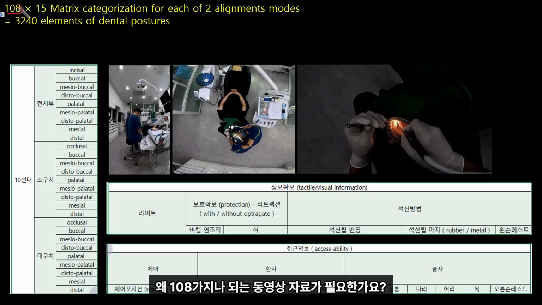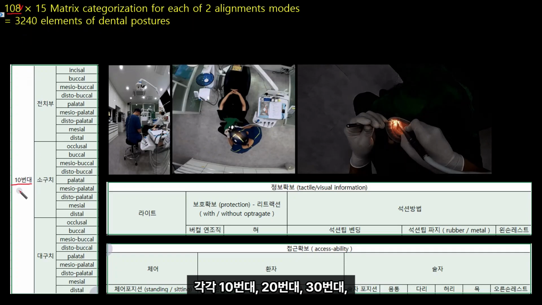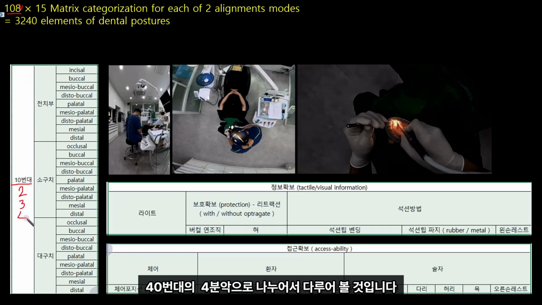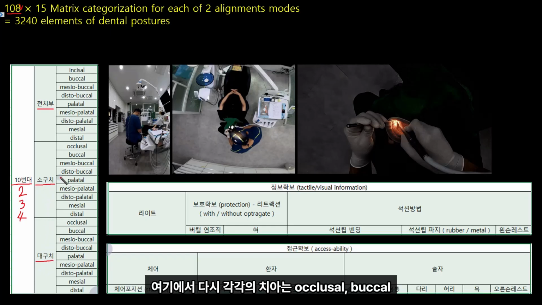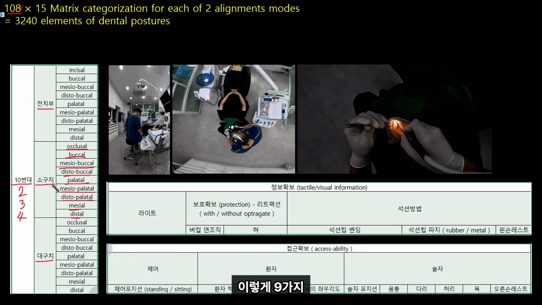Why is it necessary for us to have such a large quantity of video materials? Initially, I will proceed to segment the overall frame into 4 distinct sections, specifically categorizing them as the 10s, the 20s, the 30s, and the 40s. Each section can then be further divided into 3 areas: anterior, premolar, and molar regions. Here, each tooth can be subdivided into 9 detailed areas: occlusal, buccal, mesiobuccal, distobuccal, palatal, mesiopalatal, distopalatal, mesial, and distal. This means all target areas of all target teeth total 108.